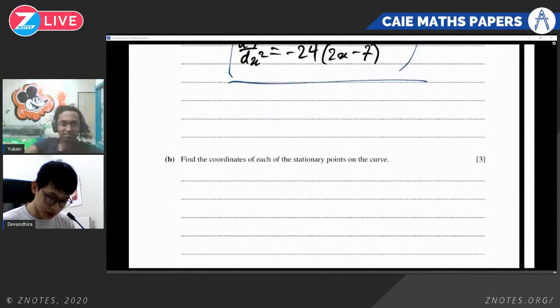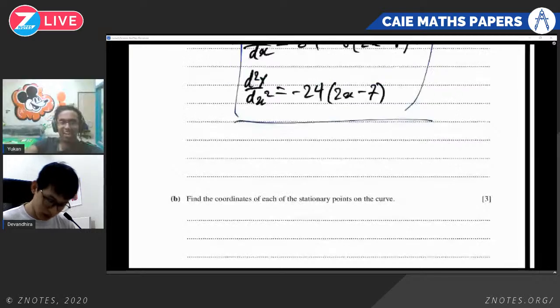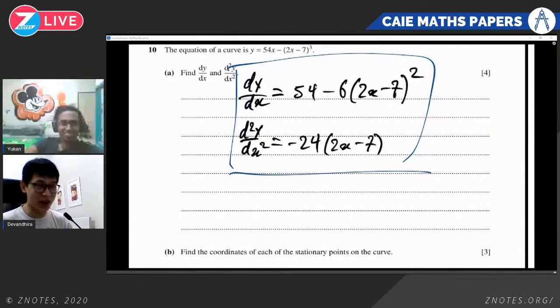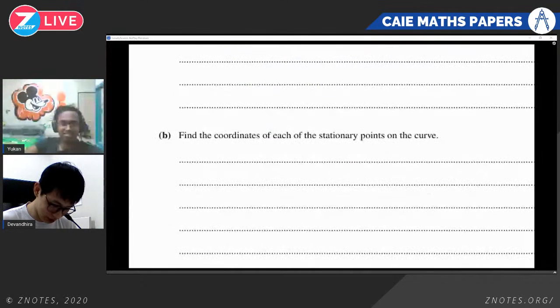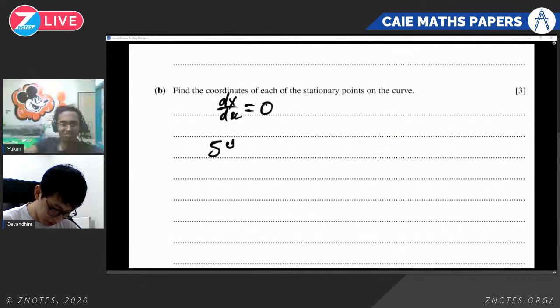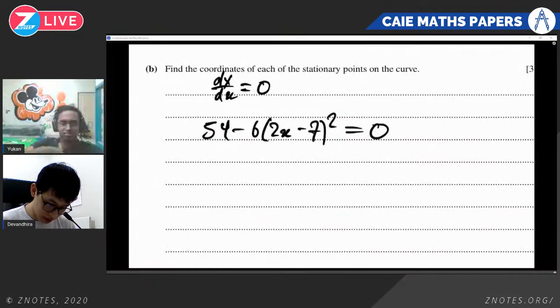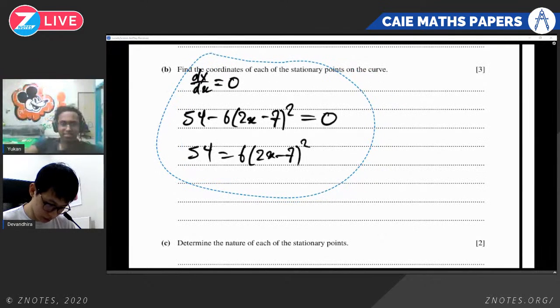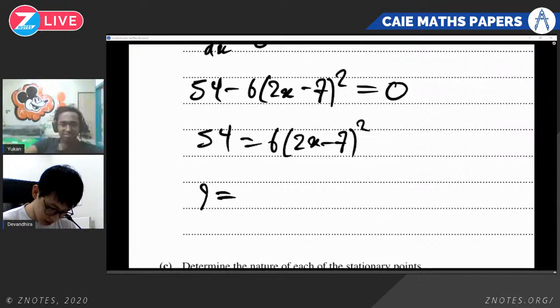Find the coordinates of each of the stationary points on the curve. That means you just have to equate dy/dx to 0. Let's put everything here. 54 minus 6 times (2x minus 7) squared is equal to 0. Let's bring this to the other side. 54 equals 6 times (2x minus 7) squared. Can we divide by 6 both sides? Yeah, you get 9. Wow, such a nice number.